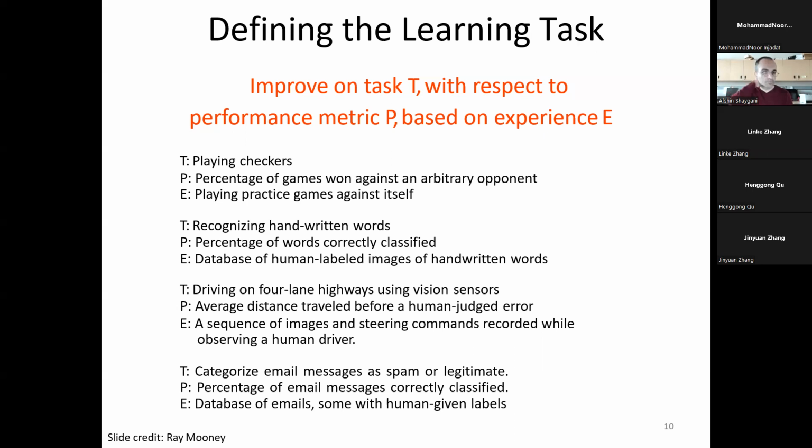Another task, categorize email messages as spam or legitimate. And here, guys, I'm not sure if you are familiar, some other book or example will call it benign and attack. Benign means normal traffic. Legitimate means normal traffic, or normal versus attack, or spam or malicious. Different names for the same thing. The performance is the percentage of email messages correctly classified, with a database of emails, some with a human-given label.